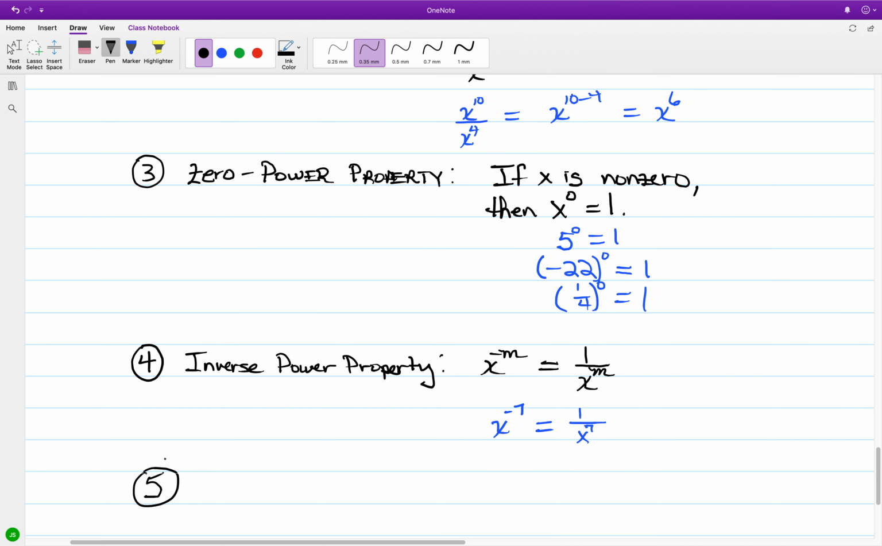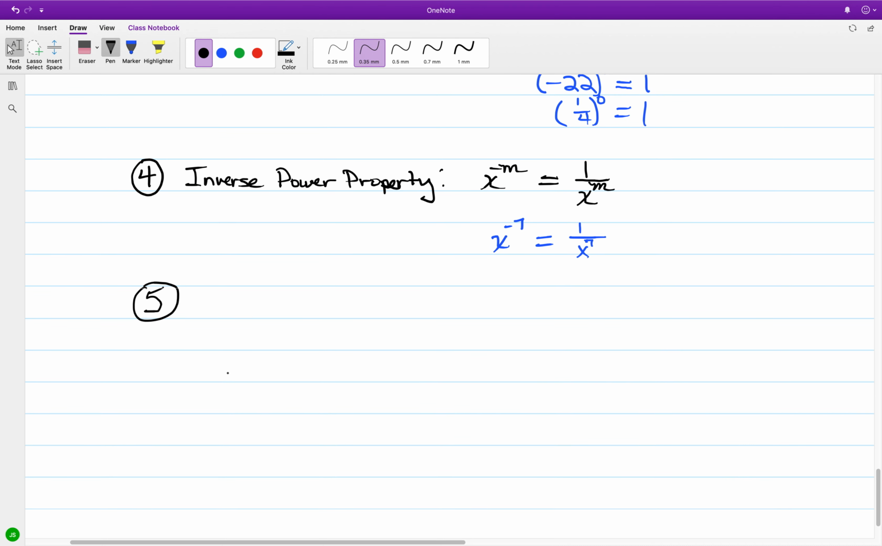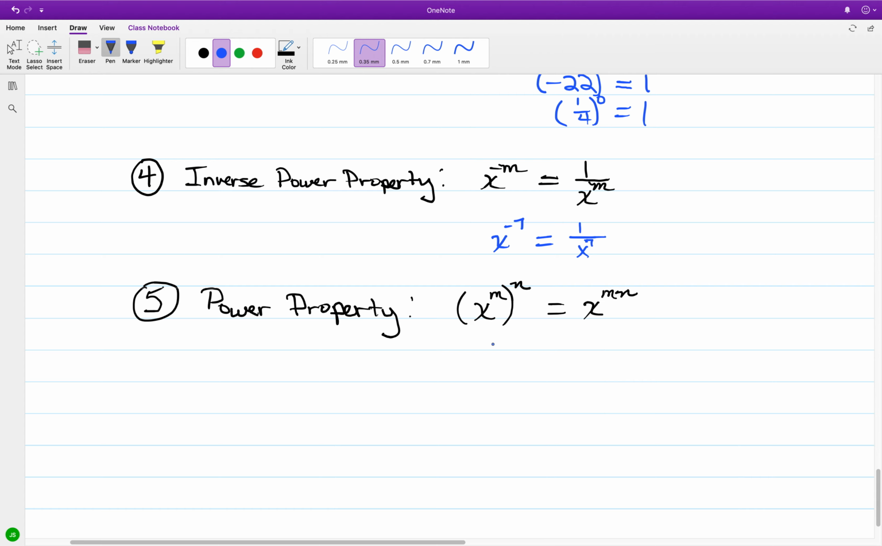Also among the properties, we have the power property of exponents. And this states, so we have x to the m, then raised to the n. So you have a base raised to a power and then raised to another power. This time around, you're going to have the multiplication of the degrees. So x to the m, in turn raised to the nth degree, is going to be equal to x to the m times n degree.